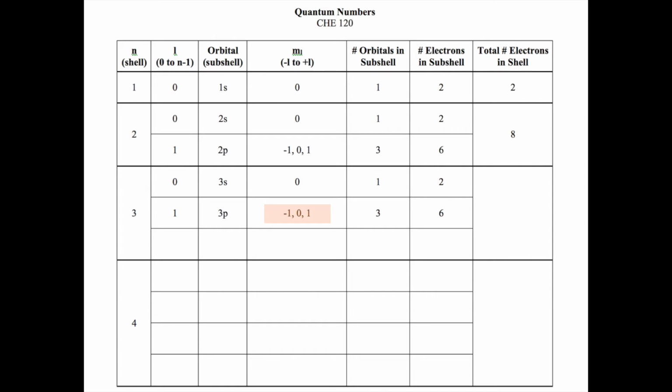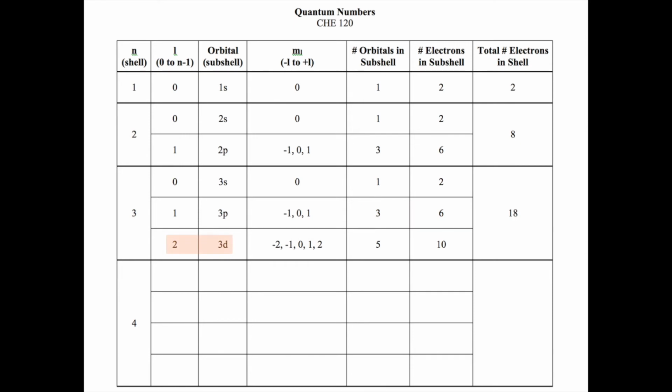And whenever I have a dumbbell-shaped orbital, I always have 3 of them. There are 3 orientations in space based on the quantum numbers where I have a high probability of finding the electron. So my values of m sub l are -1, 0, and 1. So in that 3p subshell, just like in the 2p subshell, I've got a total of 3 orbitals. They hold up to 6 electrons.